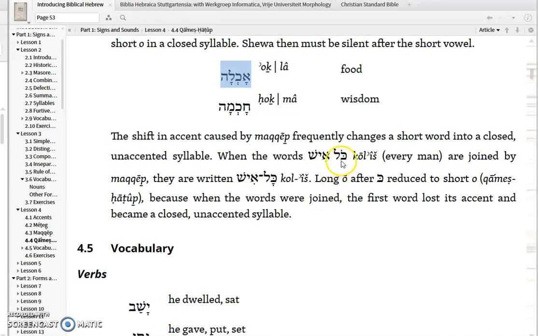Well, when you do that, it goes from a long O to a short O. And since the accent is on ish, this is an unaccented closed syllable, and therefore must be a Kametz Hatuf, or an O vowel Kametz.